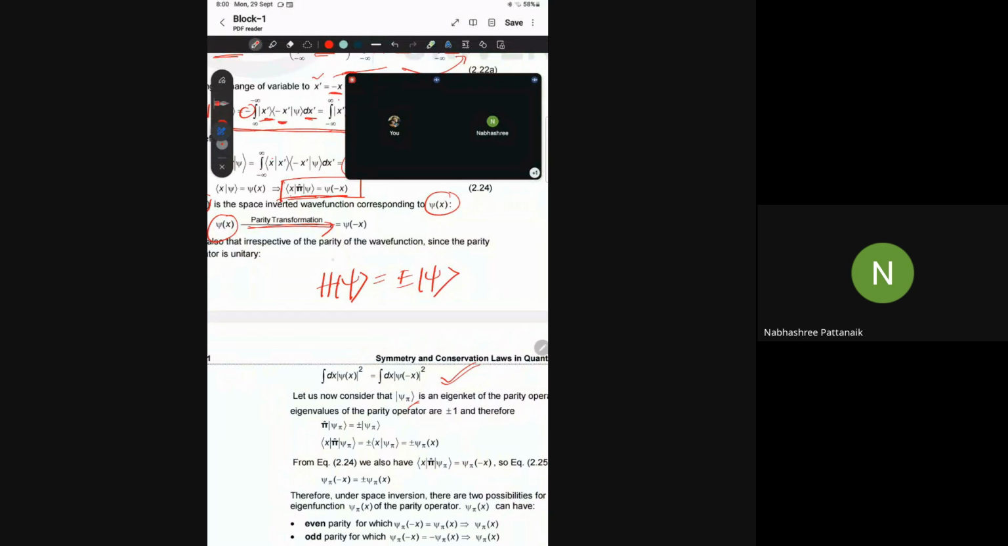H is an operator, right? Hamiltonian. What is E? E is the energy. Okay. So that means an operator operating on a state function, if it gives the result some constant times that state function, that kind of equation is basically called an eigenvalue equation.